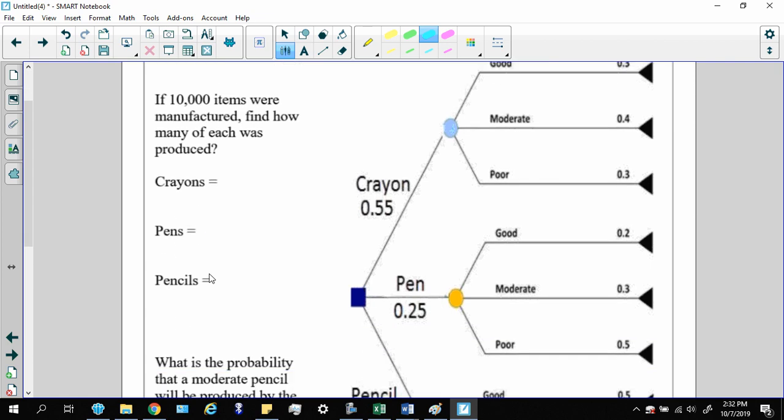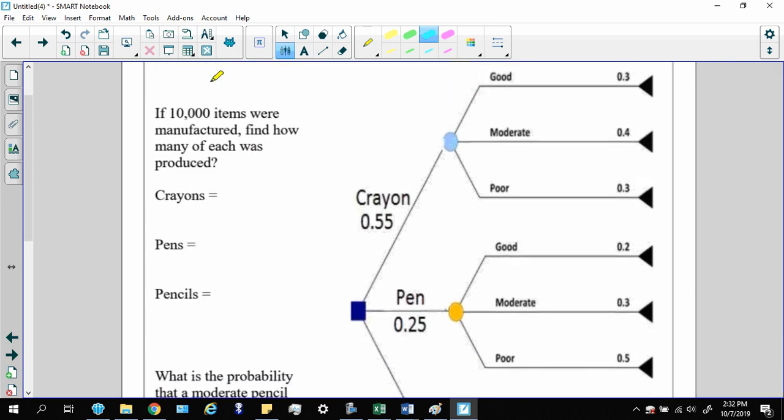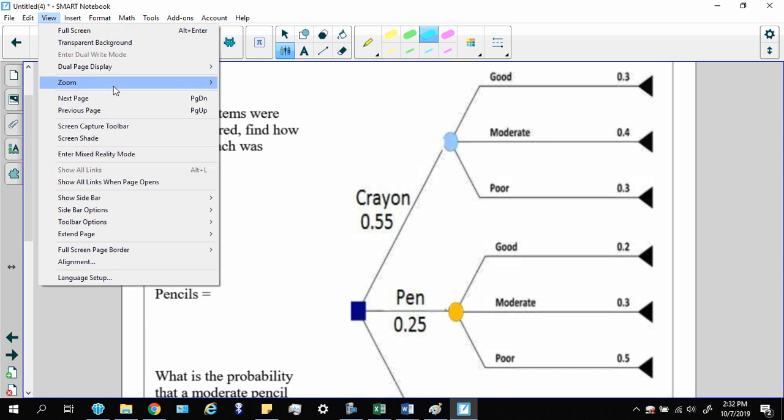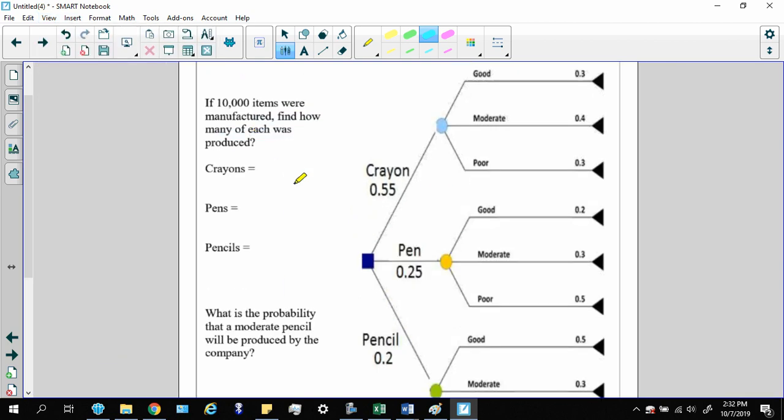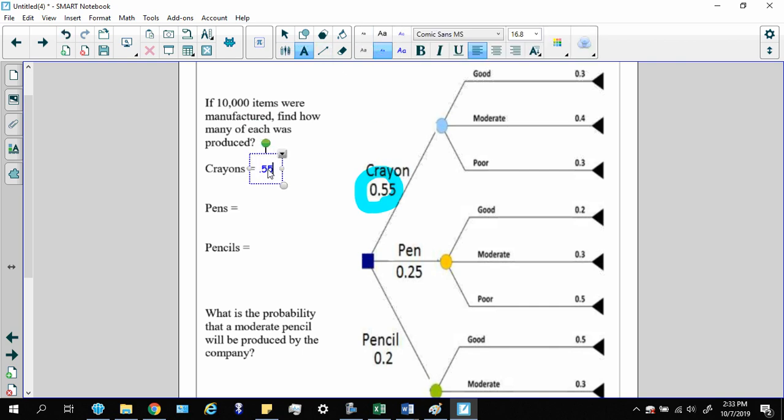All right. So 10,000 items were manufactured. How many of each can be created? Let me zoom out a little bit just so we can see everything. All right. So how many crayons? Let's see. Crayons, there was a 55% chance that was a crayon. So I'm going to take 0.55, I'm going to times it by 10,000, and I believe that's going to be, if I move the decimal, 5,500. How many pins were created?